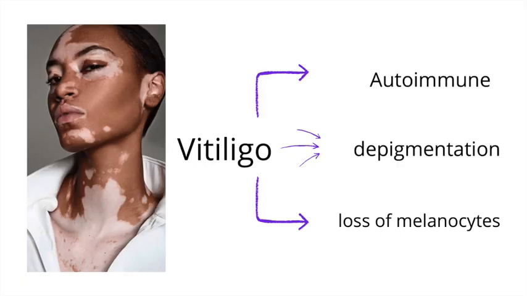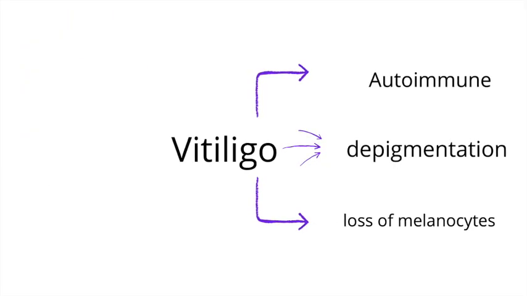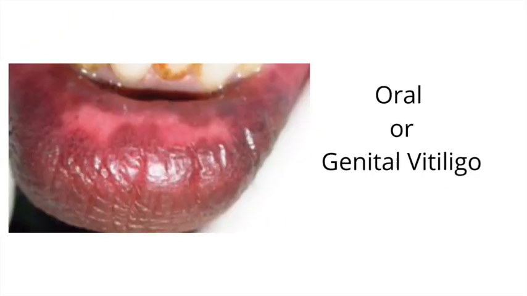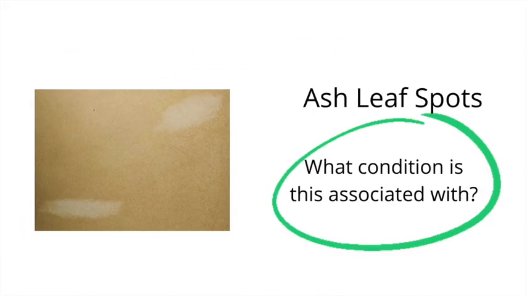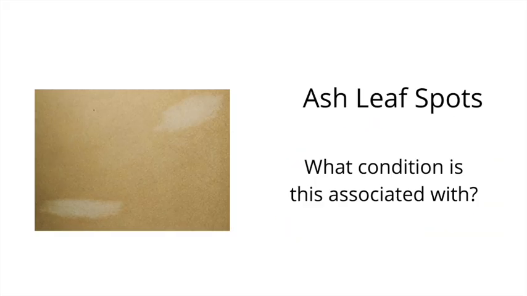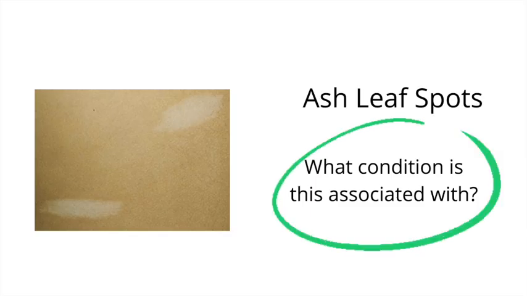So for vitiligo, we're used to seeing the typical image like I showed you before. However, there is a subset of vitiligo that can only affect the genital or oral mucosa. This picture is showing you an example of the oral type of vitiligo. Now here we see some hypopigmented macules, also known as ash leaf spots. These can be present at birth and are most common on the lower extremities and on the trunk.